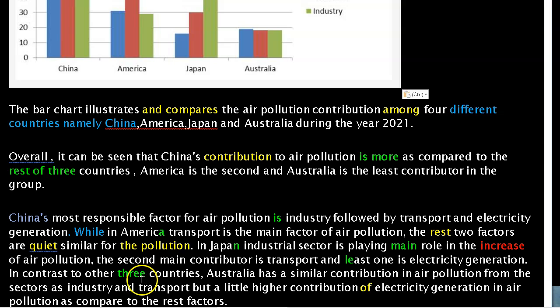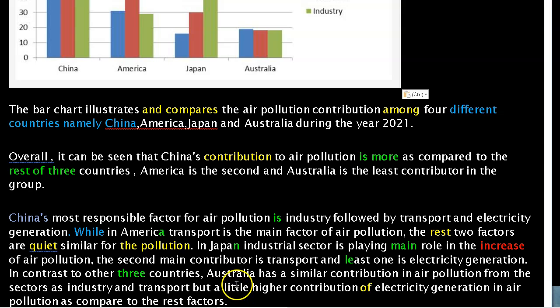In contrast to the other 3 countries. Okay, good. Now you've made a comparison. This is good. Australia has a similar contribution in air pollution from the sectors as industry and transport, but a little higher contribution of electricity in air pollution as compared to the rest factors. Okay, that last bit is a train wreck. But you were really on, this was a good observation.